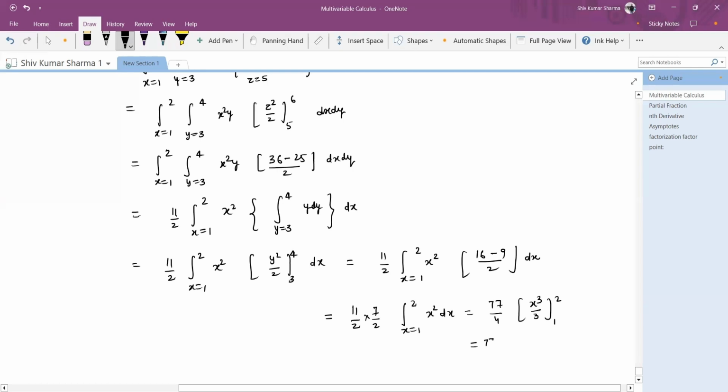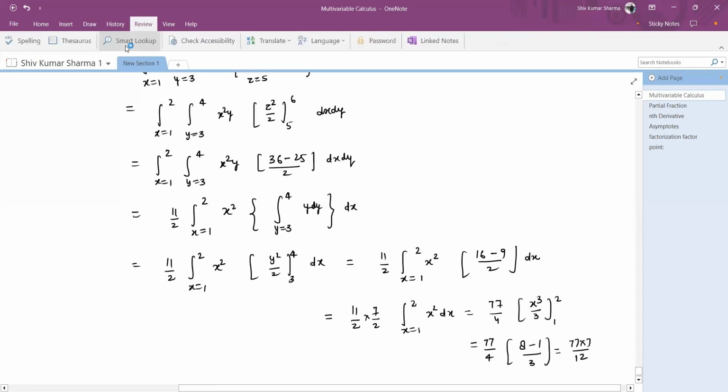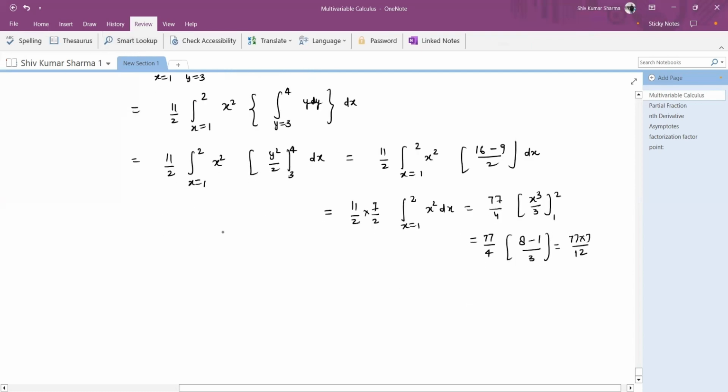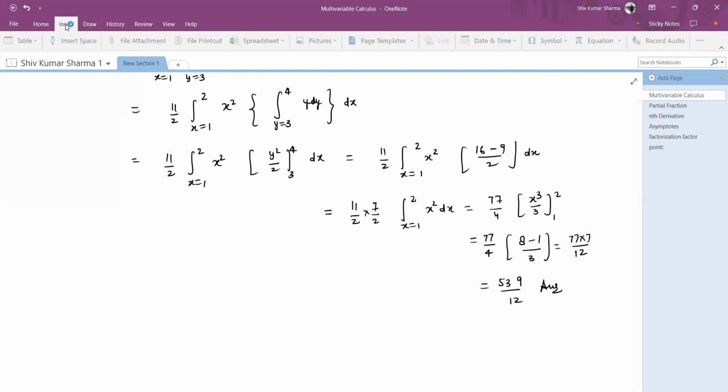So this can be written as 77 upon 4 into 2 to the 4 to the 8, 8 minus 1 upon 3. So gives us 7 upon 3. So 77 into 7 of 4 3 is 12. So this is our answer: 539 upon 12.